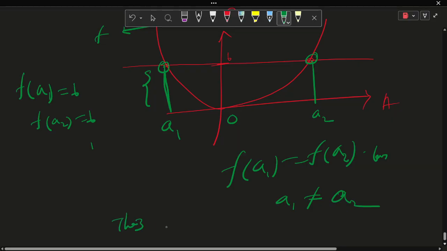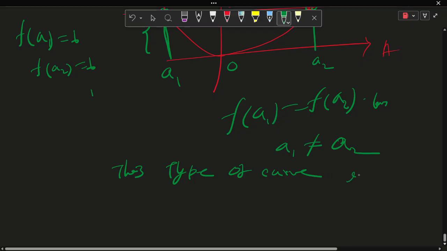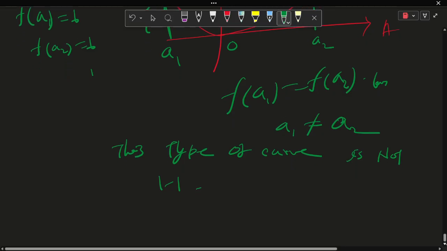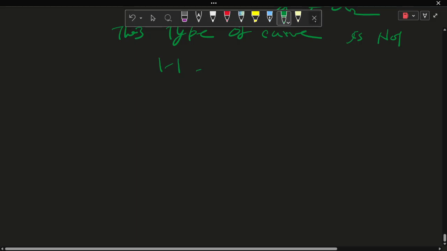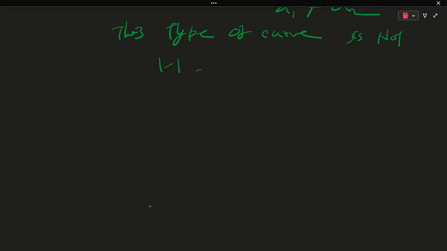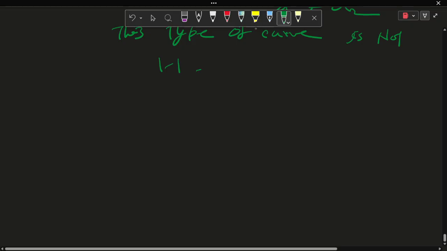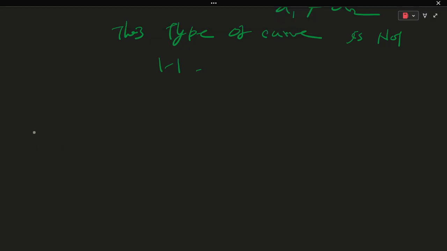And this type of curve is not one-one. Okay, this is actually the horizontal line test.